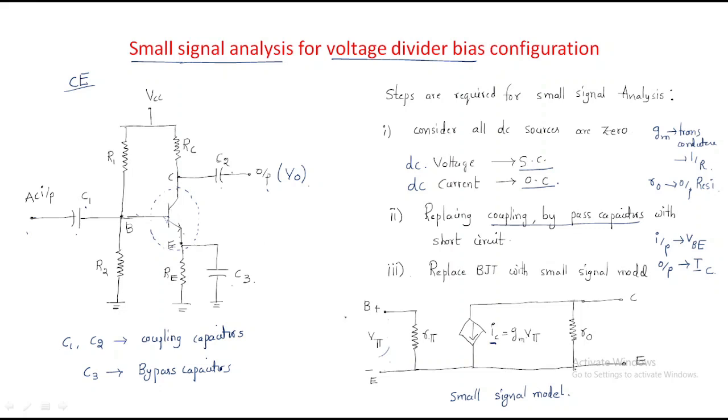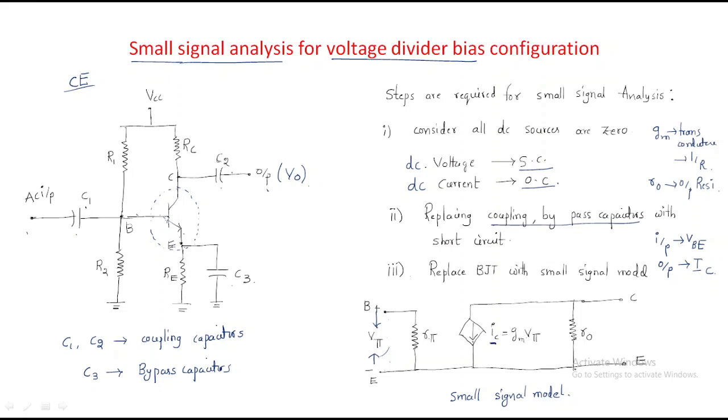Once again, the BJT small signal model is like this. We are replacing this symbol with a circuit. Base and emitter consist of some resistance, that is rπ. The voltage applied between these is Vπ. And from the output, assume the collector current will be entering. Generally, the collector current flows like this.